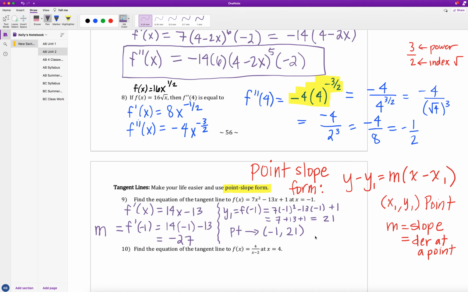And now using that information, let's put it into point slope form, and I'll get y minus 21, since 21 is my y1, equals my slope, which is -27. I'll put the negative sign in there, times x minus a -1, or just x plus 1, because I'm going to simplify that down right away. And that would be our equation for our tangent line for this function f of x at x equals -1.